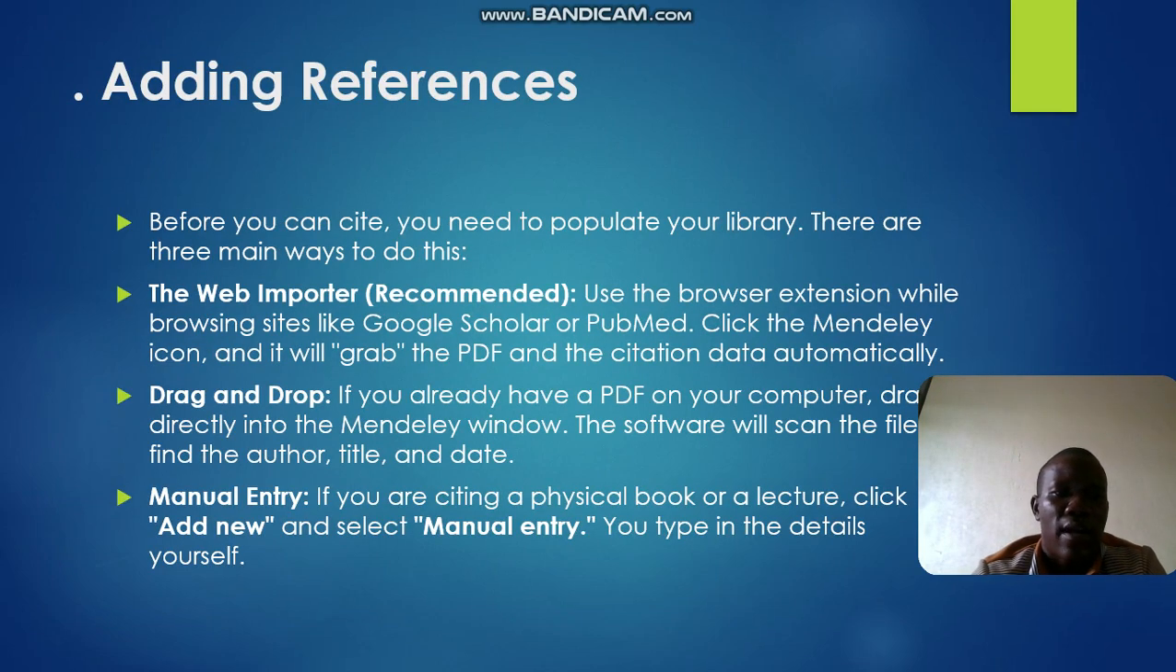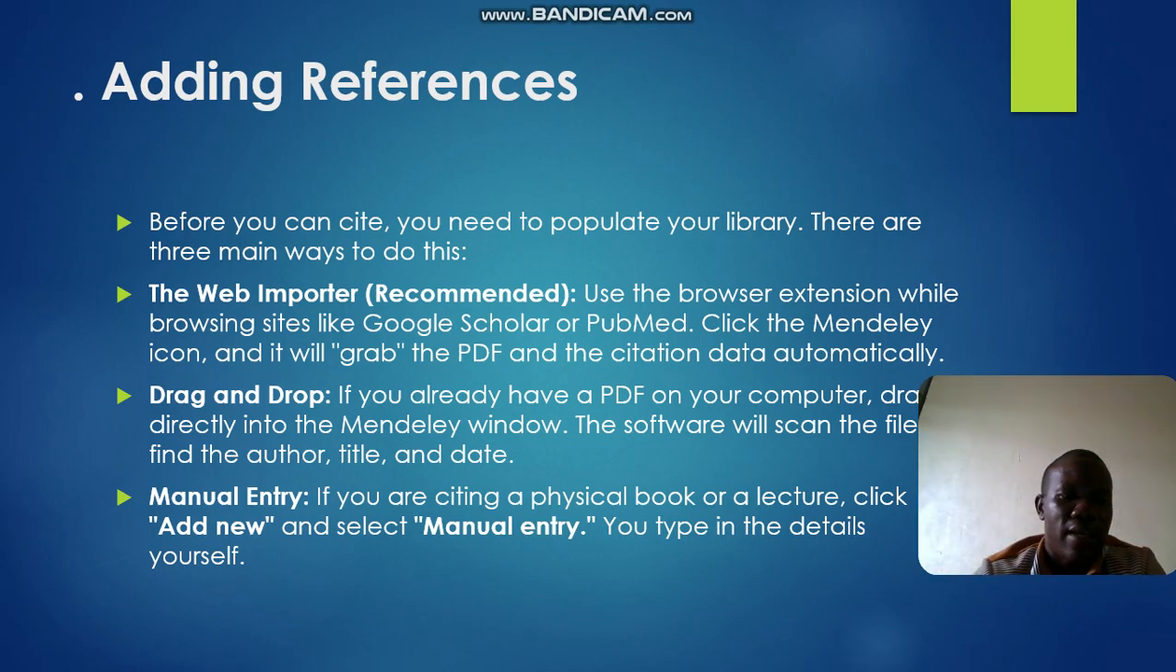So what do we look at here? Members, ladies and gentlemen, there's what we call adding references. Before you can cite, you need to populate your library, and in doing this, there are three ways. The first one is the web importer, which is recommended. Here you use the browser extension while browsing sites like Google Scholar and PubMed. You click the Mendeley icon and it will grab the PDF and the citation data automatically.